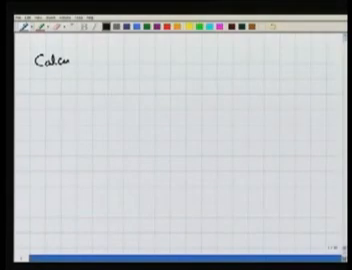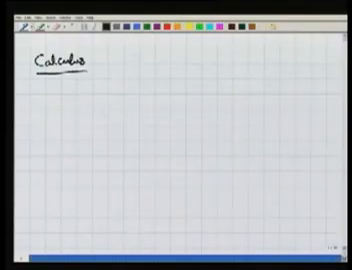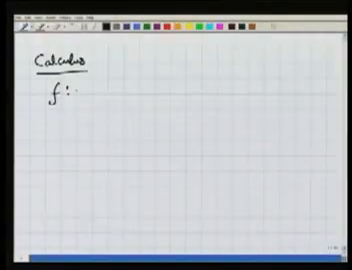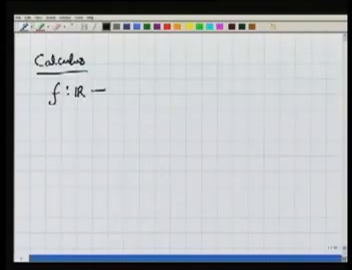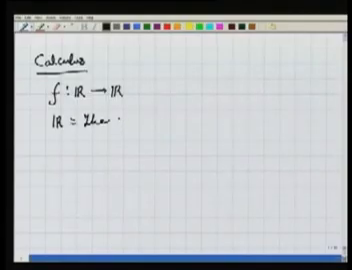In these lectures, we are going to study a branch of mathematics called calculus. Well, what does this subject exactly deal with? It deals with essentially functions defined on the set of real number systems. In symbol, we write it as function f from R to R, where this R denotes the collection of real number system.